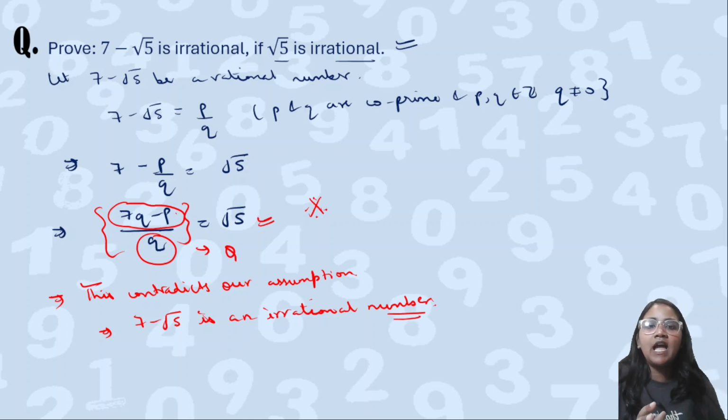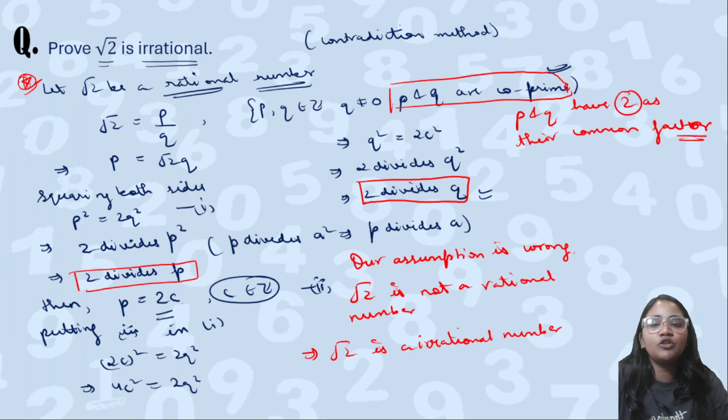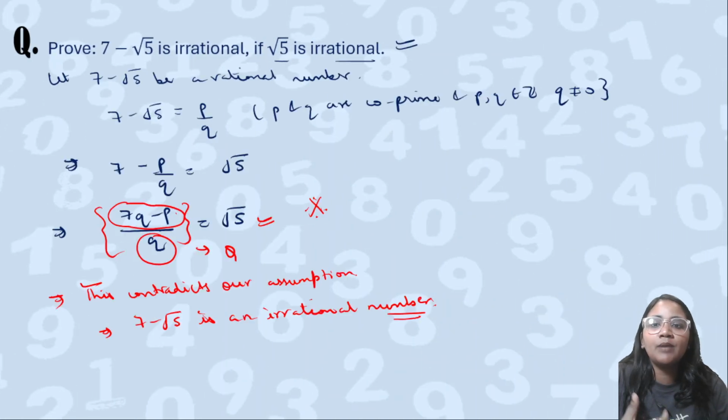How do we proceed? And if it had not been given to us that root 5 is irrational, we first have to prove that root 5 is irrational, and then we can proceed further with this question. And how will we prove that root 5 is irrational? In a similar manner as we did for root 2. You will get 5, I think, which will be a common factor of p and q, which will contradict the fact that p and q are co-primes, and which in turn will contradict the fact that root 5 is a rational number. Okay, I hope this is clear. This is how we approach such questions.